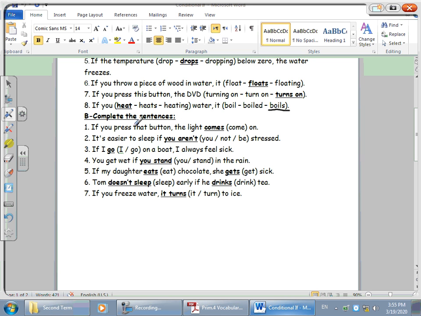Complete the sentences. 1. If you press that button, the light comes on. 2. It's easier to sleep if you aren't stressed. Aren't, because this is the present simple of the verb to be. As we said before, the verb to be in the present simple tense is am or is or are. And you takes are, and it's in the negative, so it's aren't.